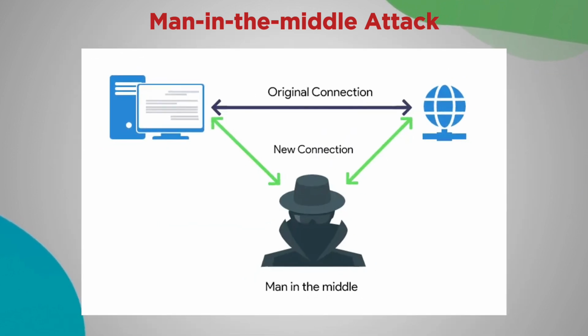Next, we have the man-in-the-middle attack, MITM. The MITM attack is a cyber attack where attackers intercept and modify communication between two parties. The attacker positions themselves between the two parties, either impersonating one of them. The attacker makes it appear as if the communication is normal, tricking the parties into believing it's secure.